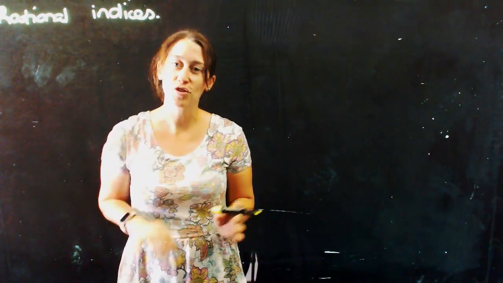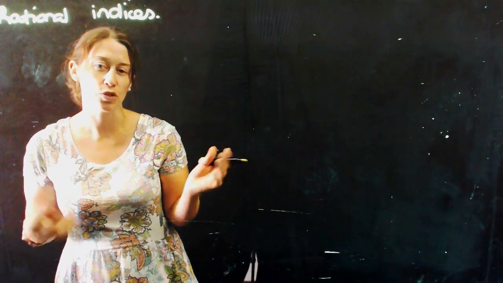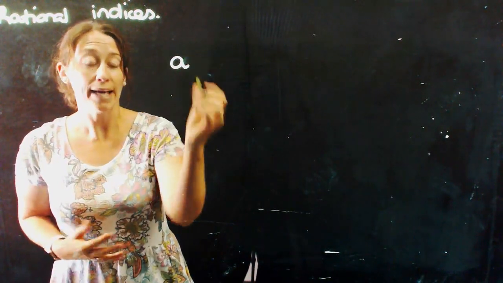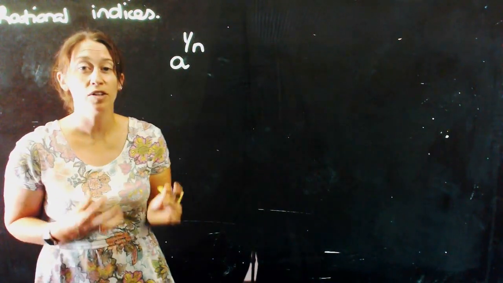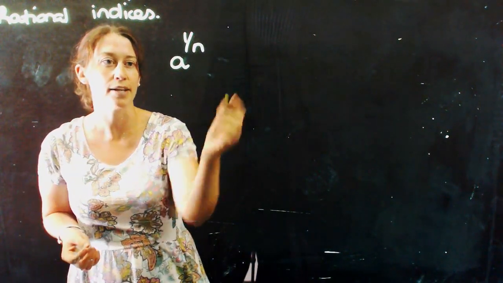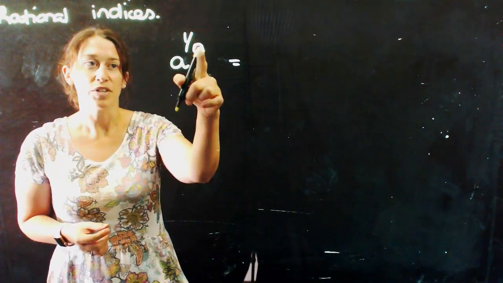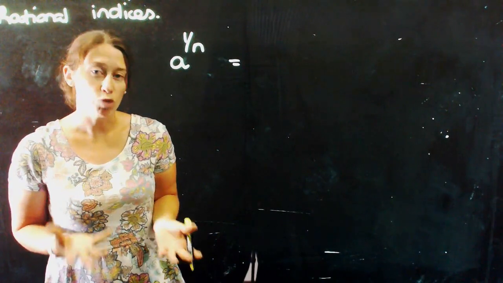In this video, I'm going to introduce rational indices. That's where we've got a base to a fractional power. So here's an example: a to the power 1 over n. So the power is a fraction, it's 1 over n, where the numerator is 1 and the denominator is n. Now basically, the base stays the same when we're simplifying these kinds of expressions, but the denominator of the fraction tells us what root we need to do.